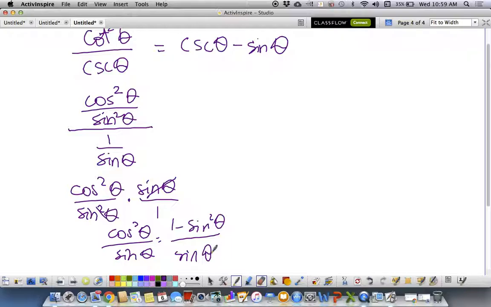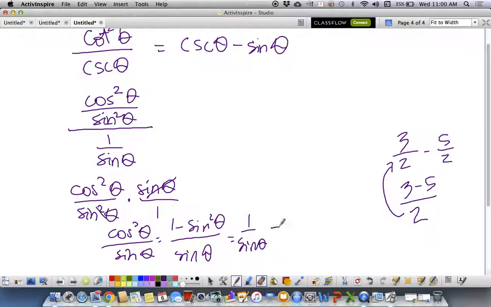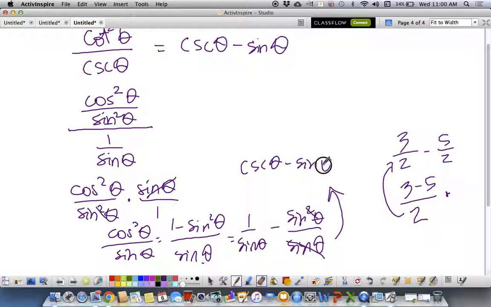If you have 3 halves minus 5 halves, is there a way to combine them? 3 minus 5 over 2. Could we go back and pull them apart? Is this really 1 over sine minus sine squared over sine? Can you make 3 minus 5 divided by 2 be 3 over 2 minus 5 over 2? I can do that with sine, since I have a common denominator of sine. So I can write it as 1 over sine minus sine squared over sine, which becomes cosecant minus sine, since one of the sines cancels.